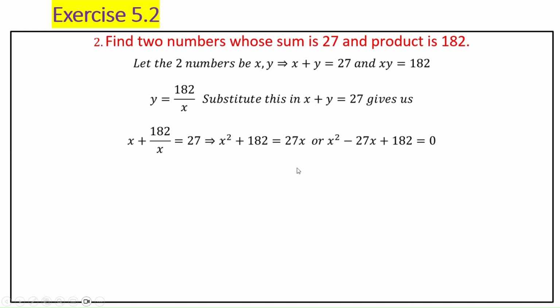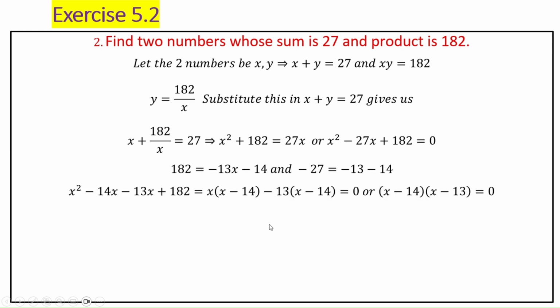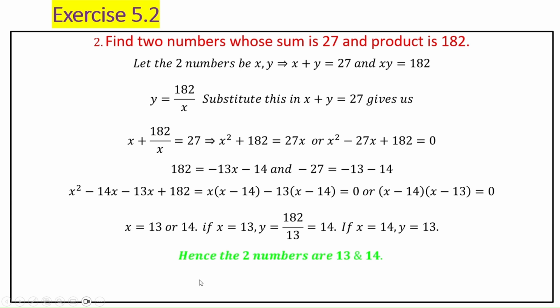Okay, now you solve it by the same factorization method. What you will get is x equal to 14 and y equal to 13. So the two numbers are 13 and 14. You get two values for x when you solve it, and when you substitute you get two values for y. Basically they are alternate. So the two numbers are finally 13 and 14.